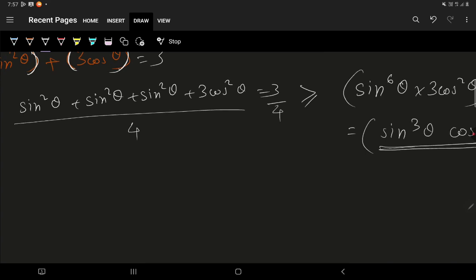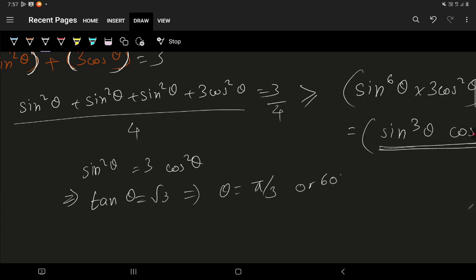Then you know that if the AM equals GM, then each of the individual terms must be equal. So I can say that sine square theta is equal to 3 cos square theta. From here we will get tan square theta is equal to 3, that is tan theta is equal to root 3. From here theta is equal to pi by 3, or 60 degrees.